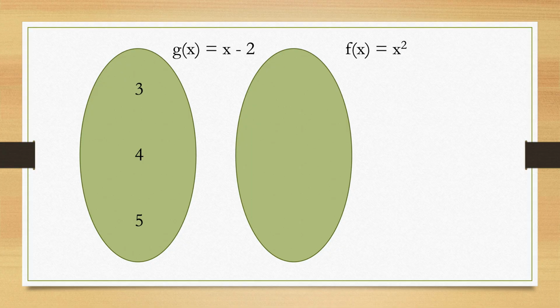Okay, so let's start a second slide. G of x is equal to x minus 2. F of x is equal to x squared. So now it's not plus 2, it's minus 2. Go ahead. What would we get for the output or the range of G?